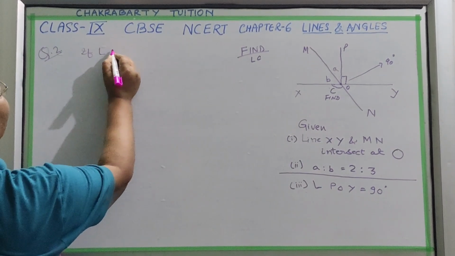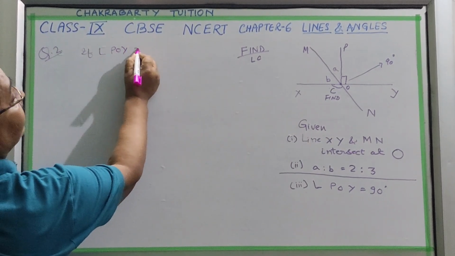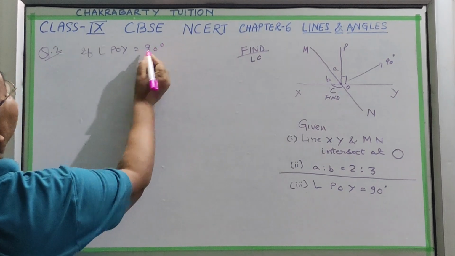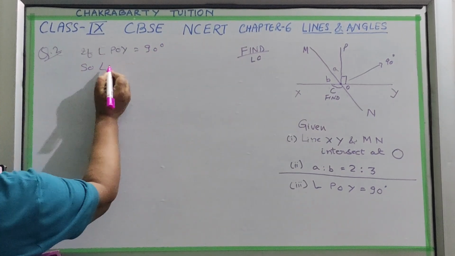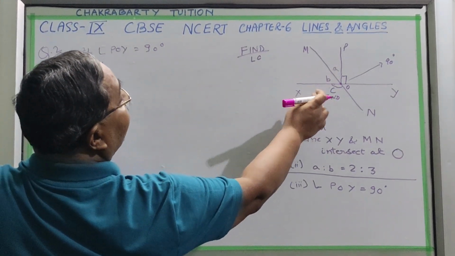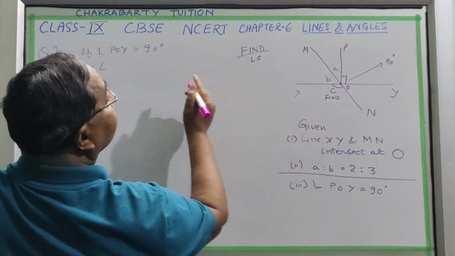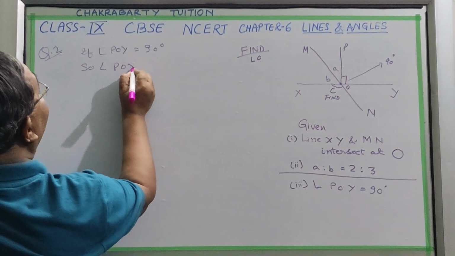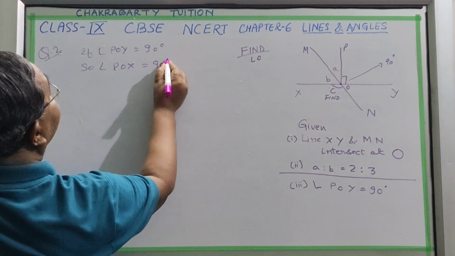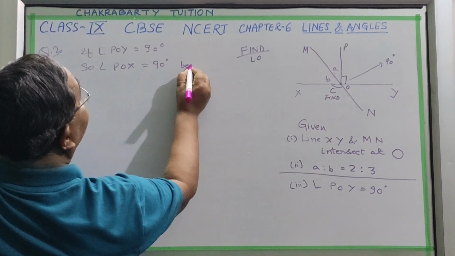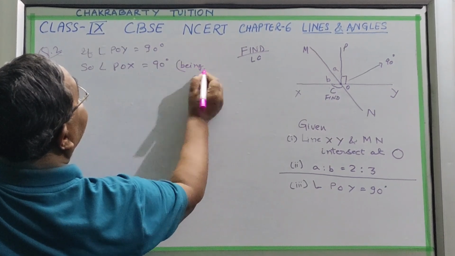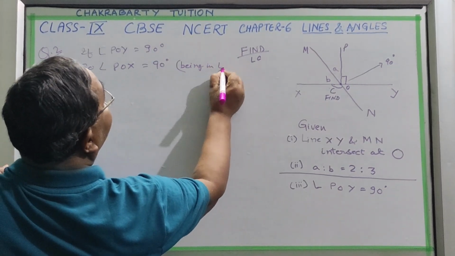Now if angle POY equals 90 degrees, then angle POX will also be 90 degrees, being a linear pair.